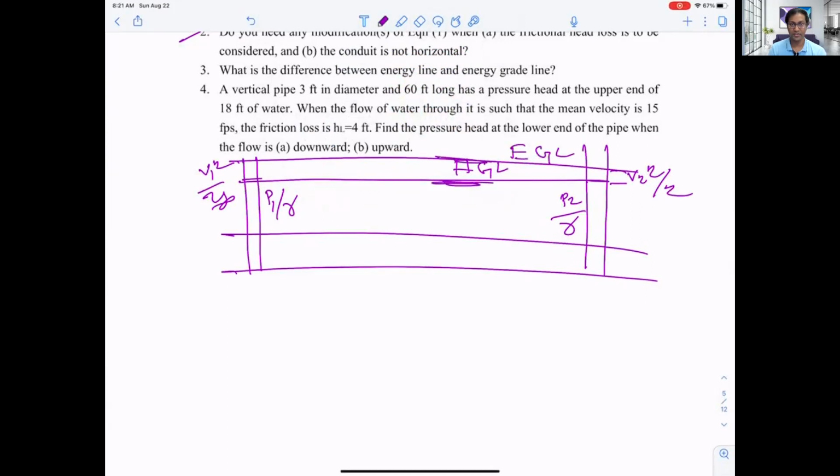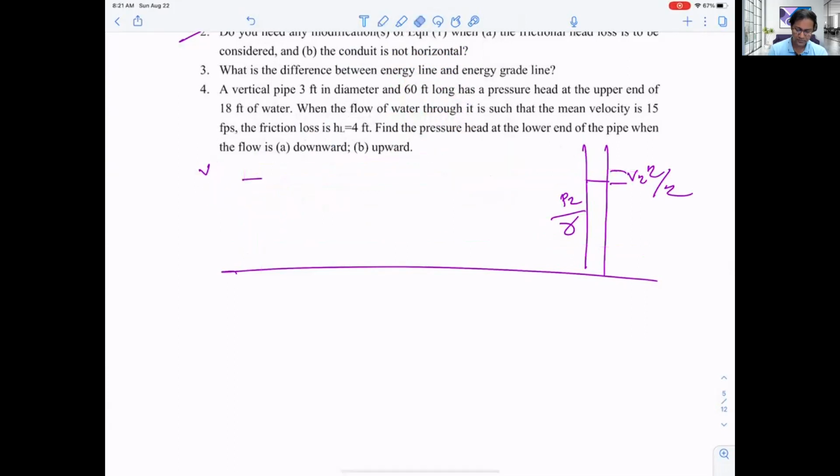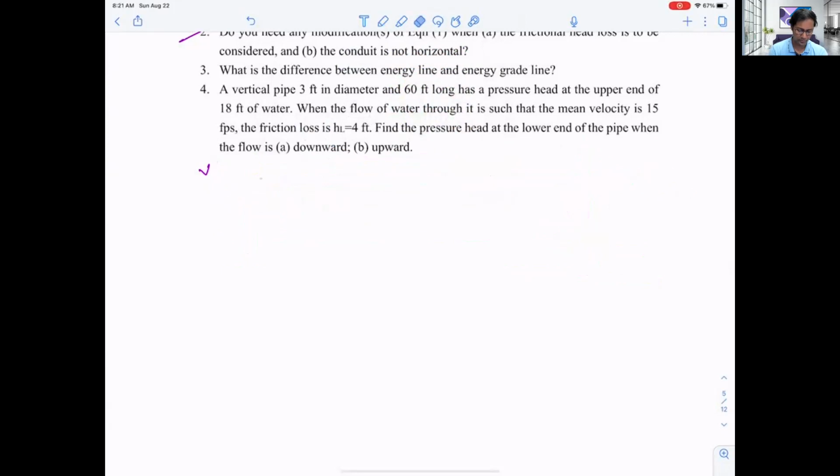Okay. For open channel flow, the surface of the water is the hydraulic grade line, but since it is a pipe, the flow is pressurized flow. So what is the difference between open channel flow and pipe flow? When the surface of the water is open to the atmosphere, like any river flow or any channel flow, then the flow is called open channel flow.